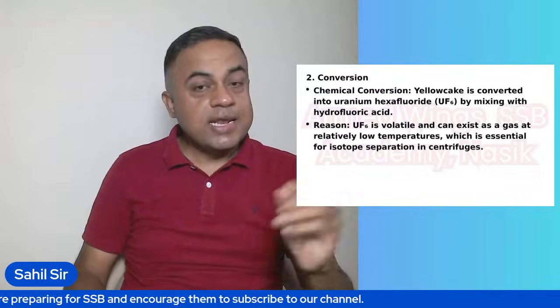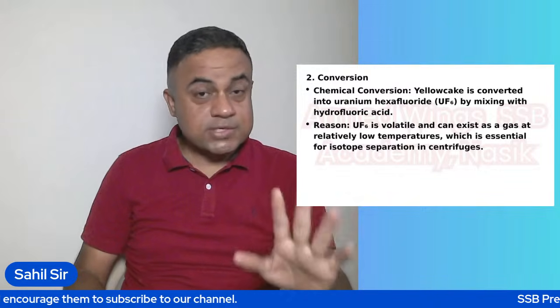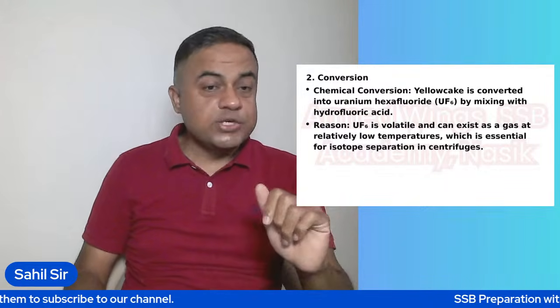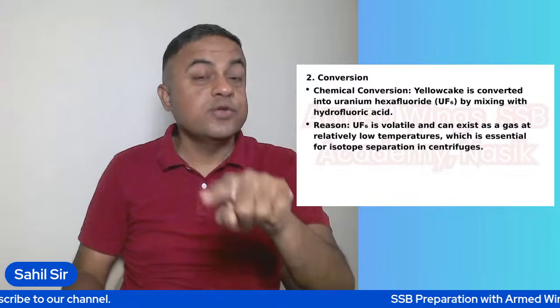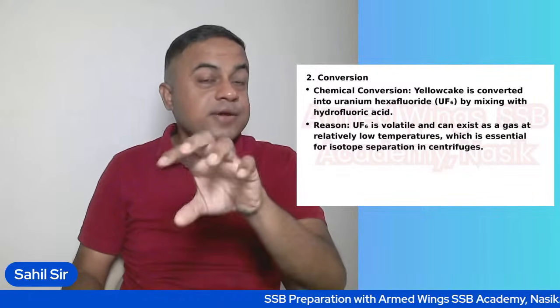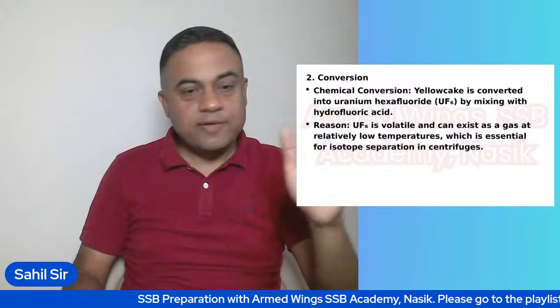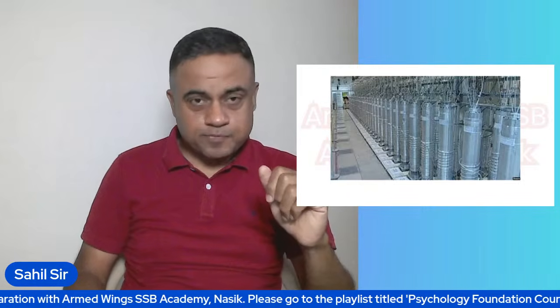UF6 is volatile and can exist as a gas at relatively low temperatures, which is essential for isotope separation in centrifuges. This is where the role of the centrifuge comes in, and this is the main complicated process. If you can get this right, you can enrich uranium, you can even develop a nuclear weapon. So this is what the cascade of centrifuges looks like.